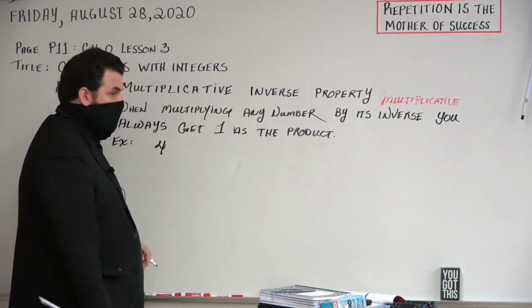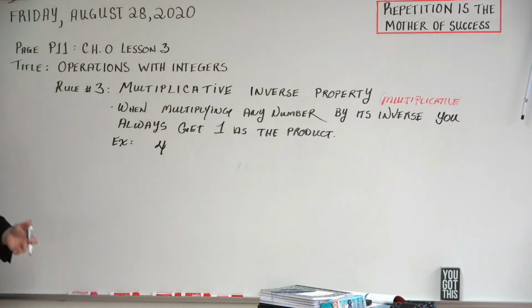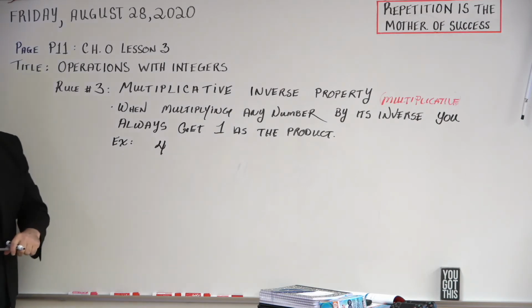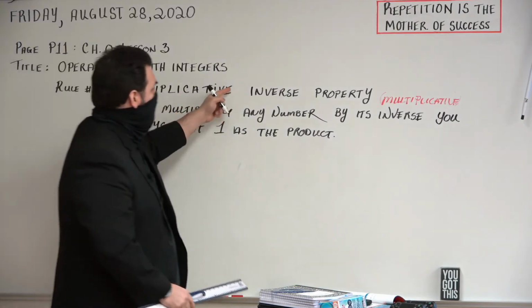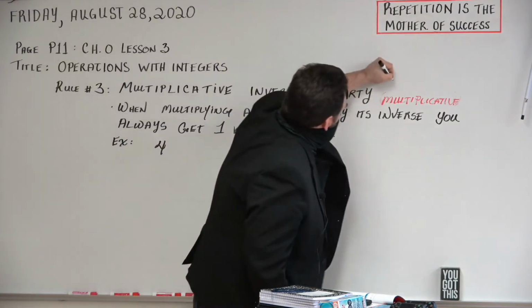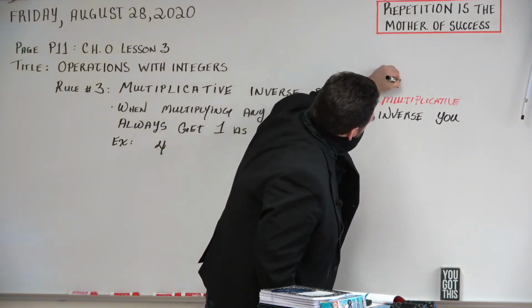The multiplicative inverse of 4 is 1 over 4. The multiplicative inverse of 66 is 1 over 66. The multiplicative inverse of 3 over 4 is 4 over 3. Sometimes this word is called the reciprocal.